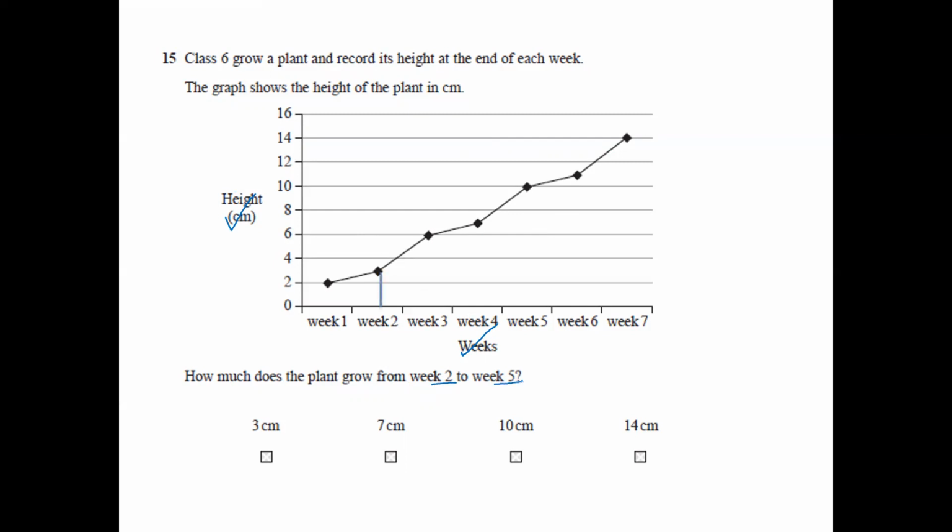So if you take week 2, the height of the plant is 3 centimeters. And in week 5, the height is 10 centimeters. So the difference between 10 and 3 is 7. That means it has grown 7 centimeters from week 2 to week 5.